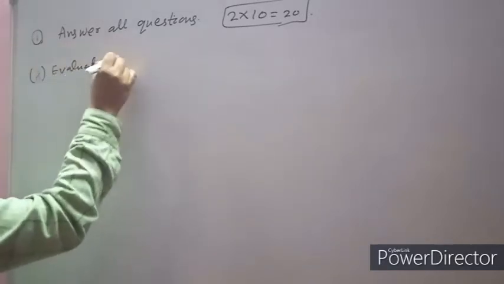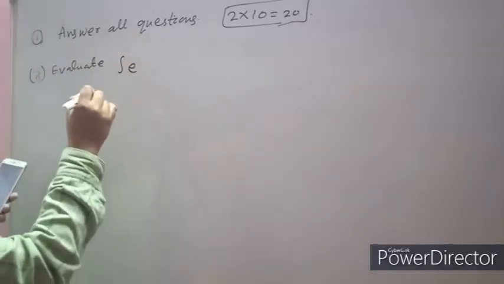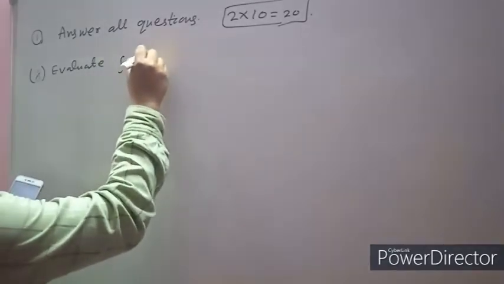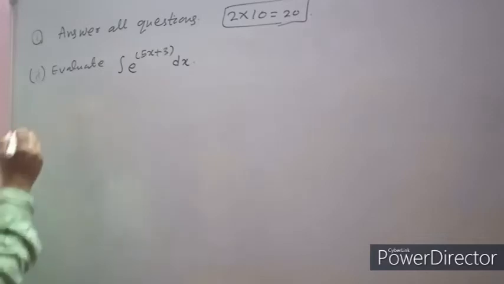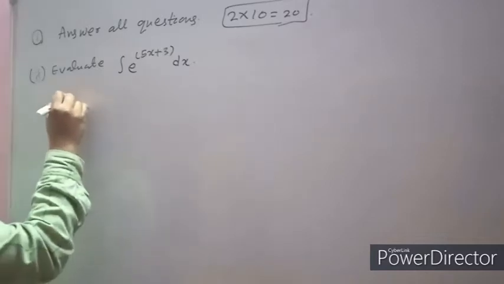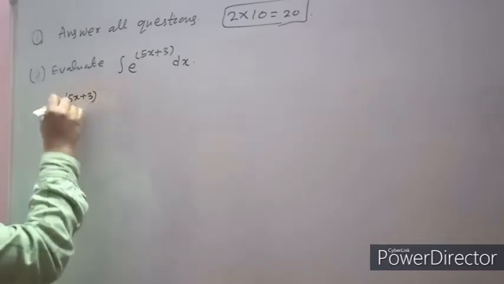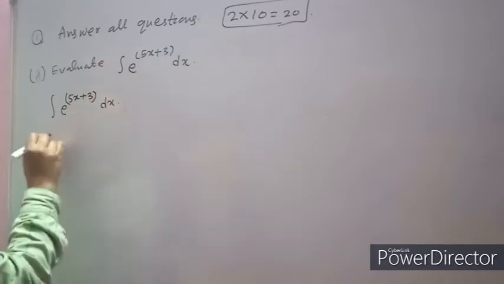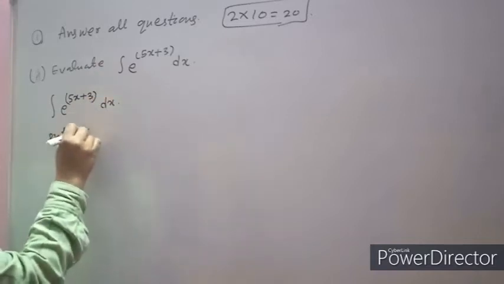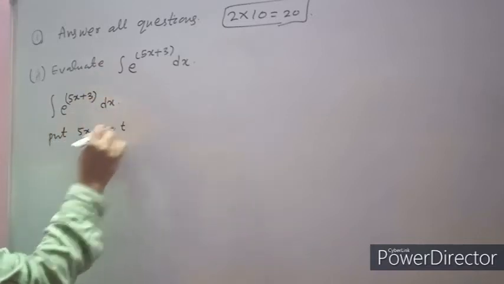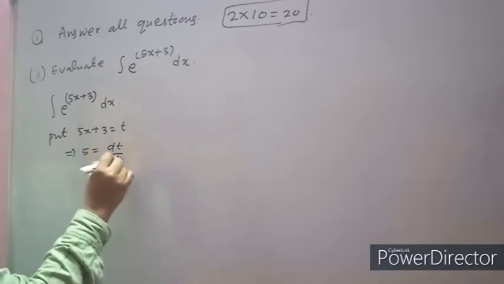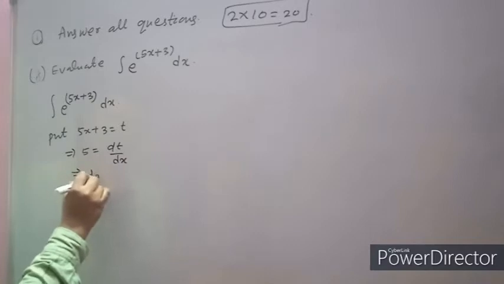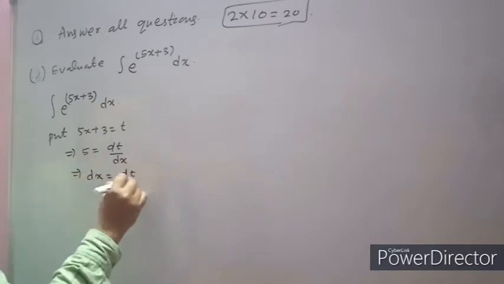Evaluate the integration of e to the power 5x plus 3 dx, right? So in this integration, put 5x plus 3 equal to t, that would imply 5 equal to dt by dx, or you will get dx equal to dt by 5.